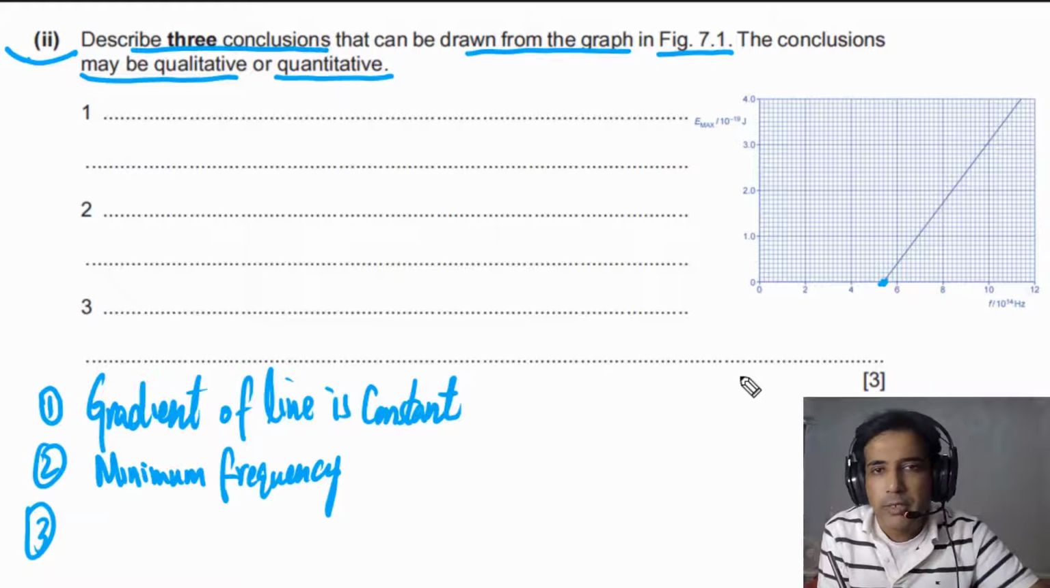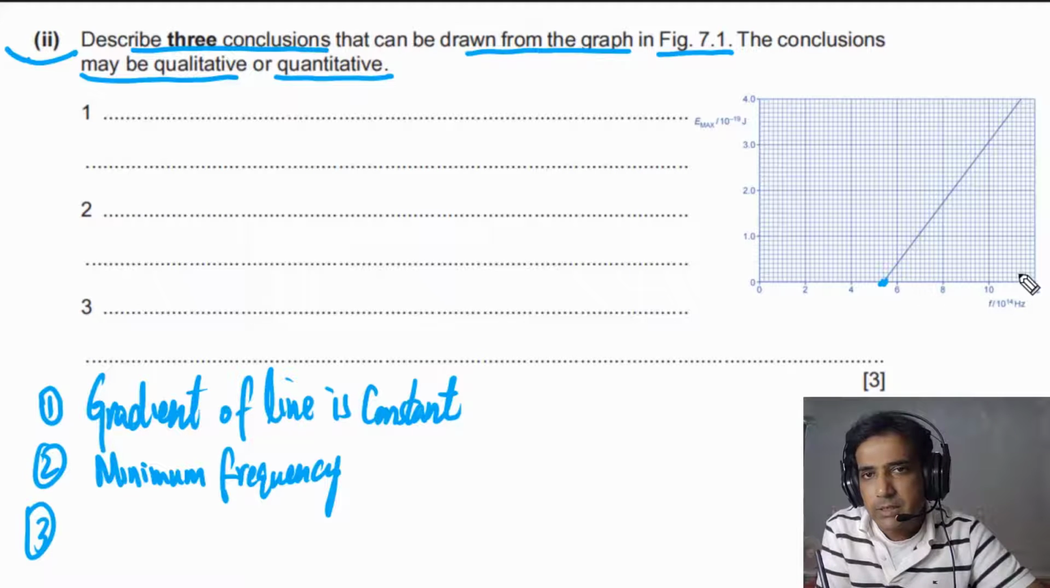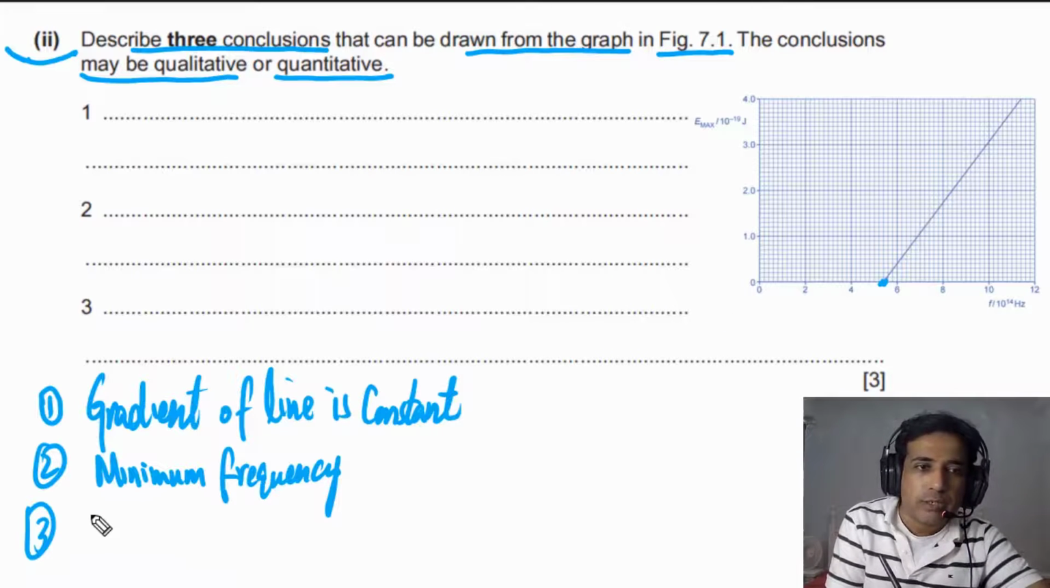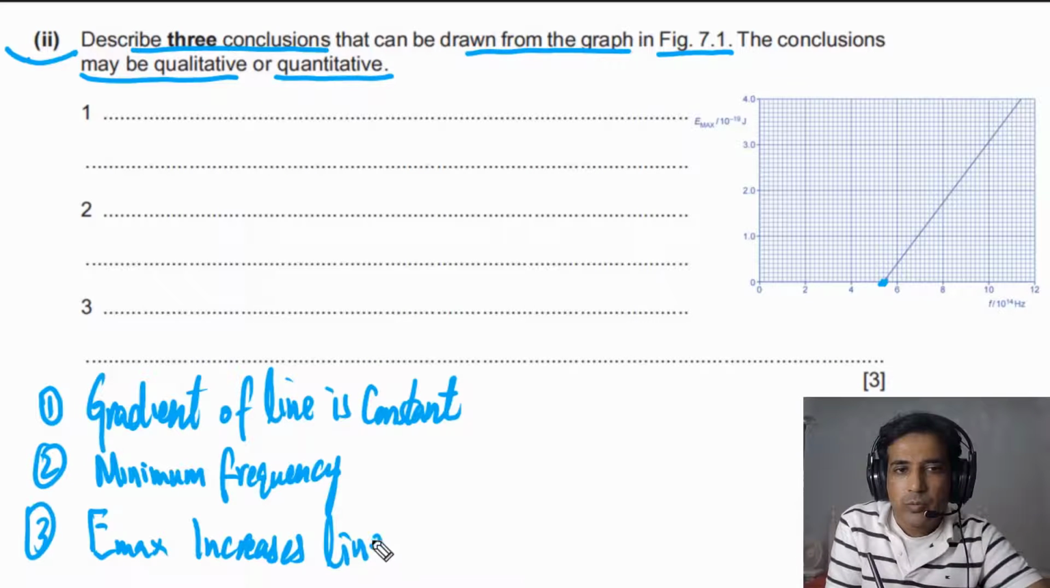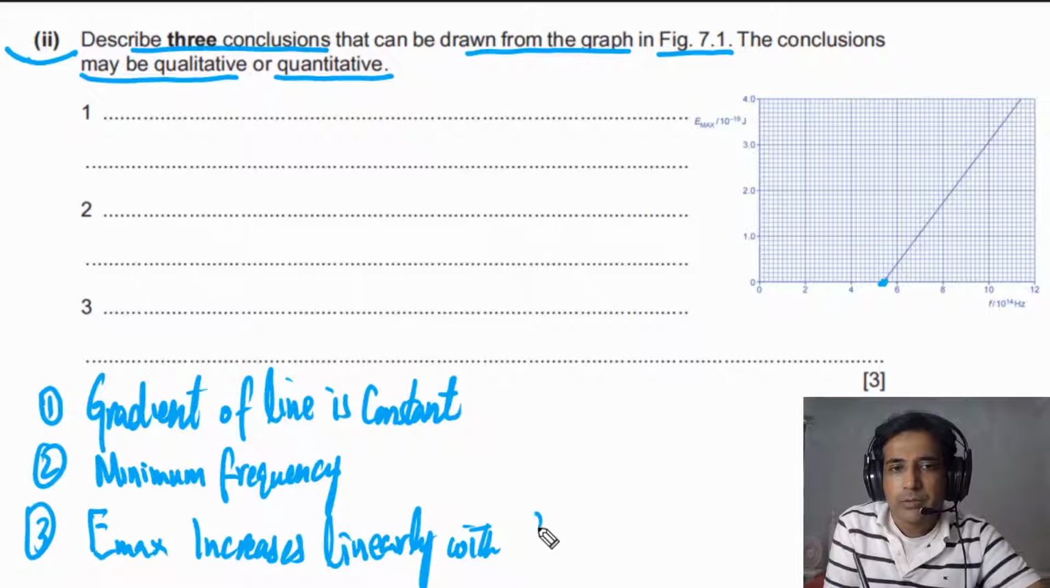And the third point we can write down, if you look at kinetic energy maximum of electrons and frequency, you will see as frequency is increasing, kinetic energy maximum is also increasing. So we can say in this case, Emax increases linearly with frequency. So you can write down these 3 points. So this is what we can conclude from this figure.